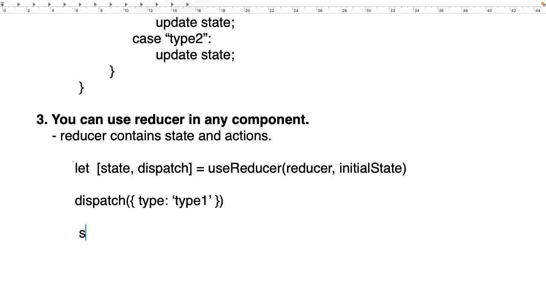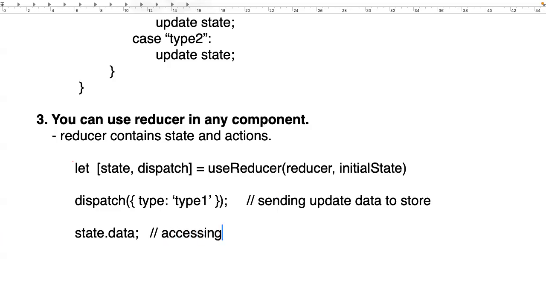So through state, what can you do? Through state, we can access the data. What is happening here? This is sending updated data to where? The store. And this is what? Accessing data from the store. You are accessing data from the store and using it in the component.